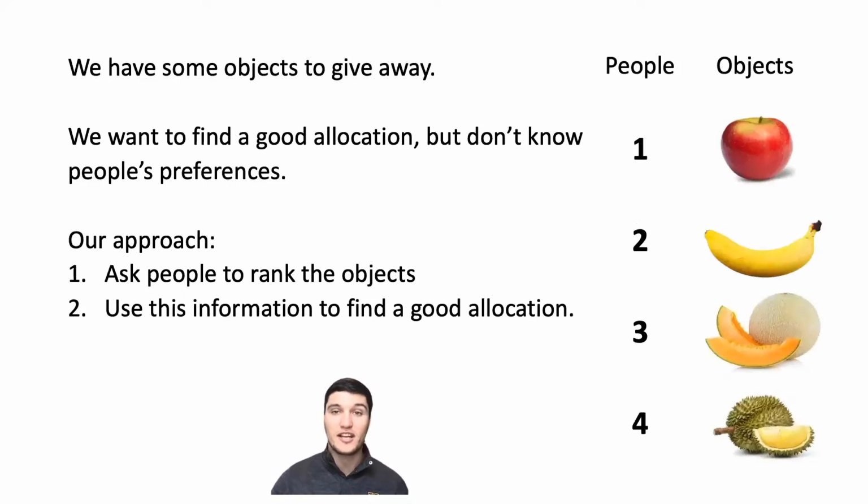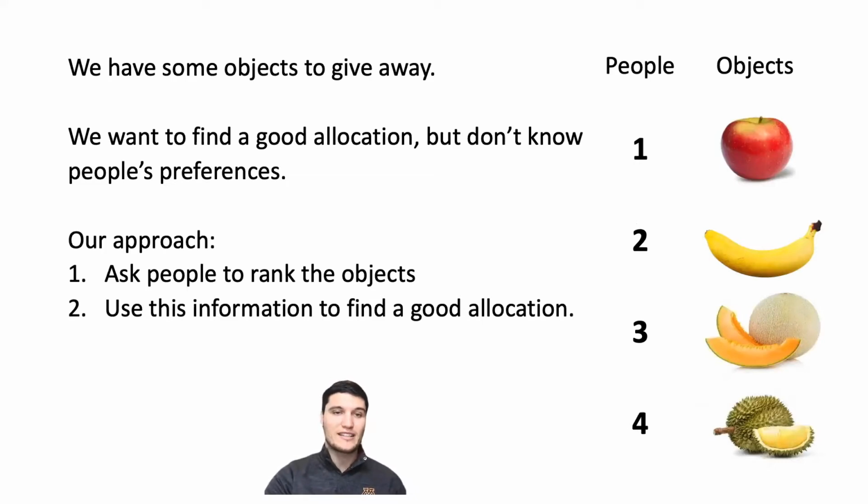So we have some objects to give away to people. Here on the right, I'm representing those objects as different fruits, right? And so we want to find a good allocation, a way to assign fruit to people. The challenge is that we don't actually know people's preferences. We don't know which fruit they like.